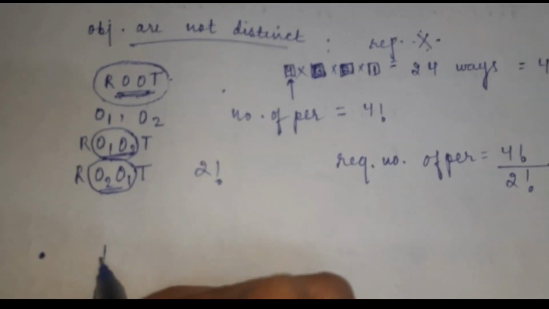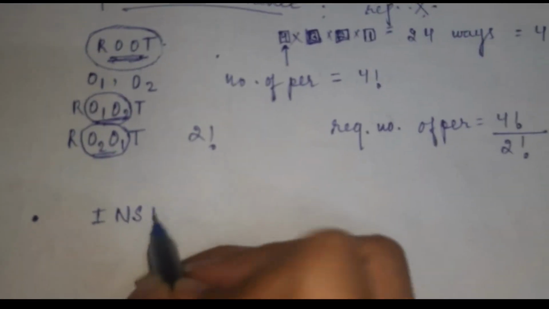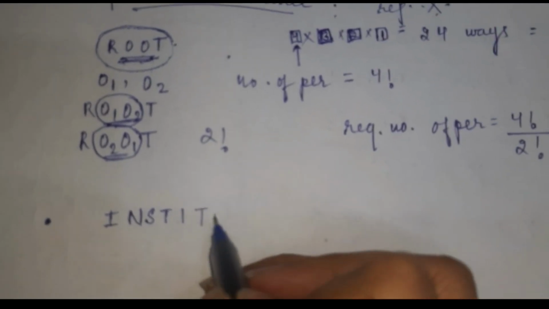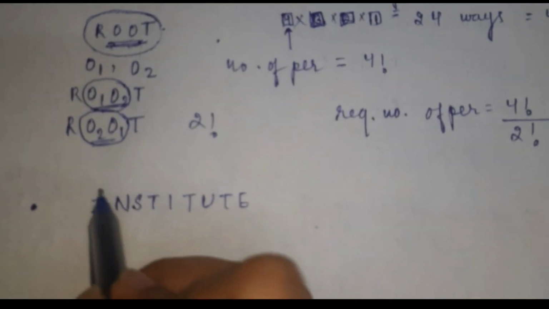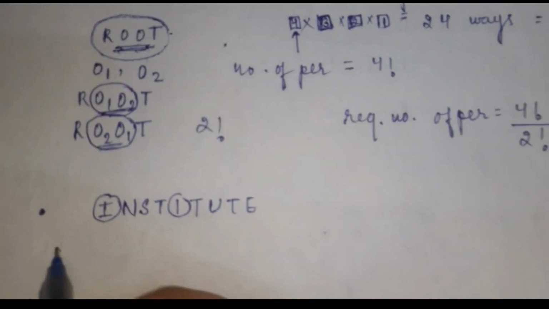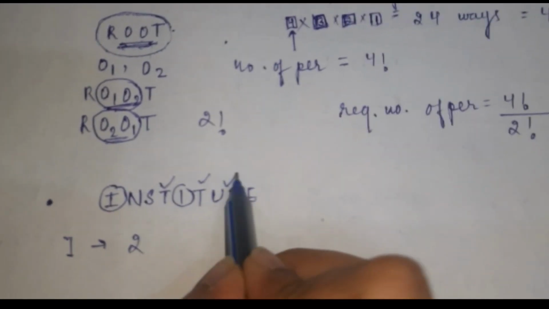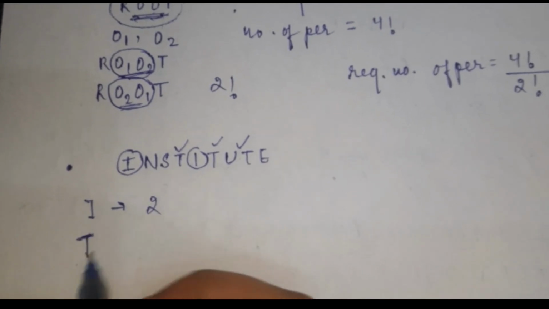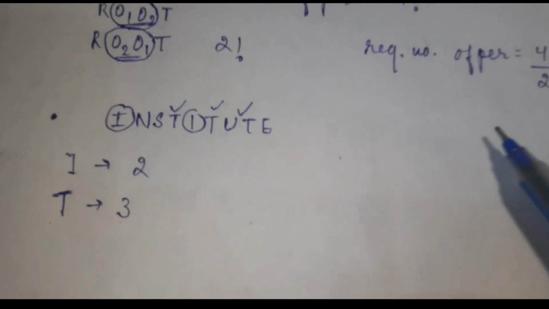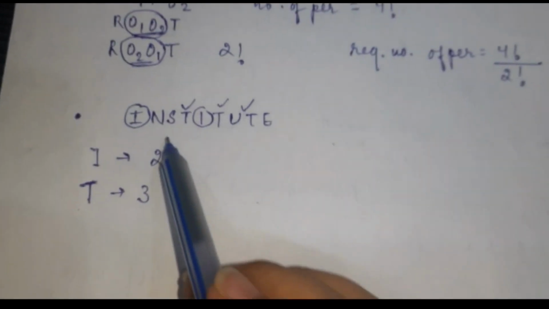Similarly, we can have another example. Let's consider the word institute. So in this I have 2 I's, let me denote them. I is repeating twice and I have 3 T's. So my T alphabet is 3. Now I have to calculate the required number of permutations for this case.